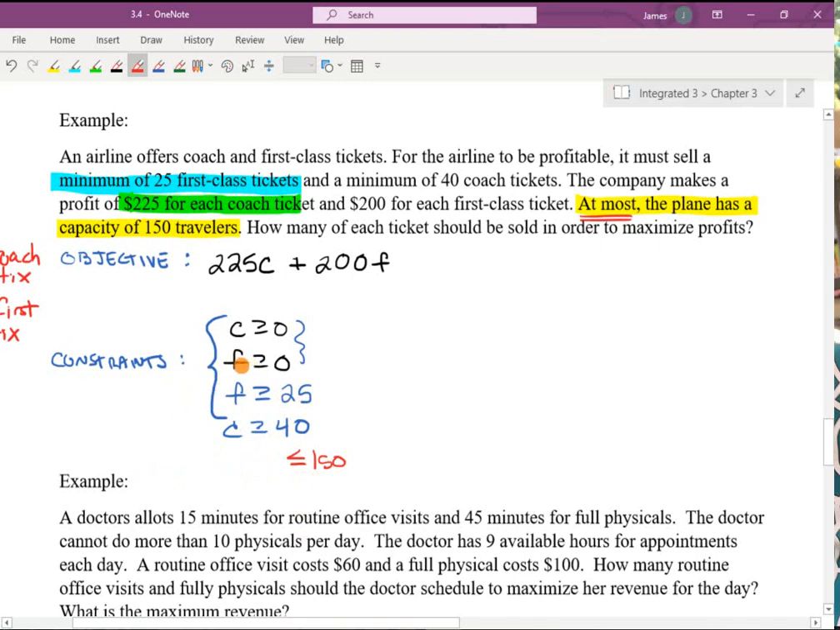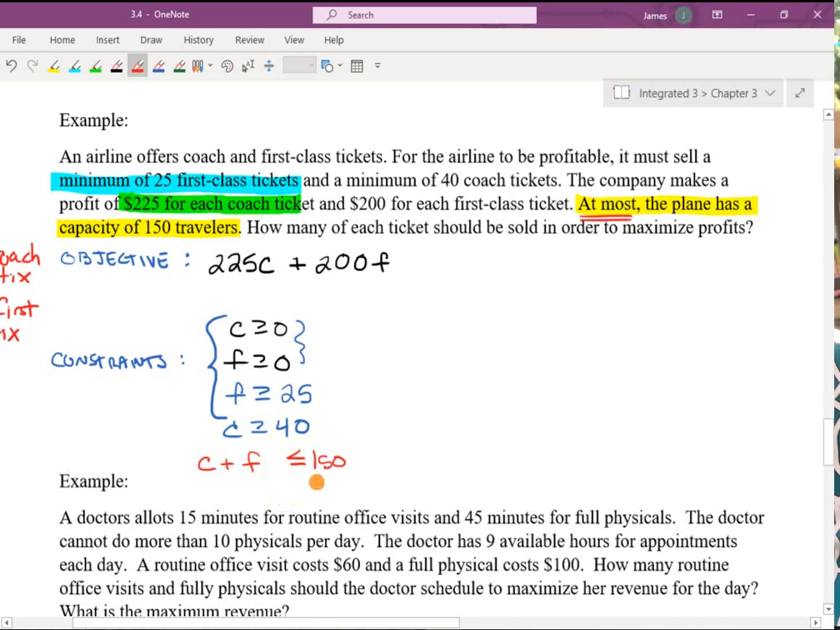Remember, C stood for a coach ticket, right? F stood for a first class ticket. And if somebody buys a first class ticket, that is one person out of this 150, right? So what do I do with C and F over here to determine how many people are going to be on my airplane? Does that make sense if I add the coach tickets plus the first class tickets? That will tell me how many people are on my plane. Now we need to maintain a number that is less than or equal to 150.